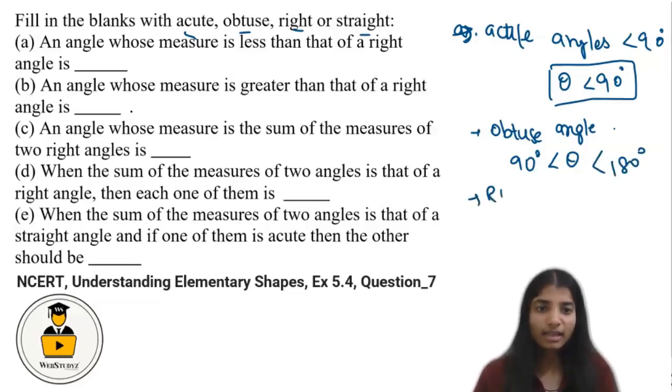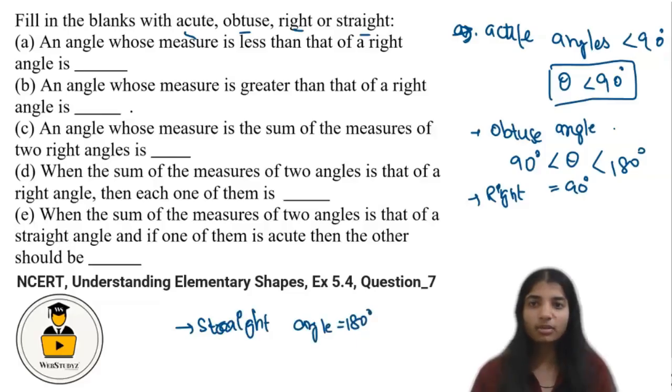And right angle is the angle which is exactly equal to 90 degrees. And straight angle is the angle which is equal to 180 degrees. So these are some basic concepts about the angles. Now let's start discussing the question.